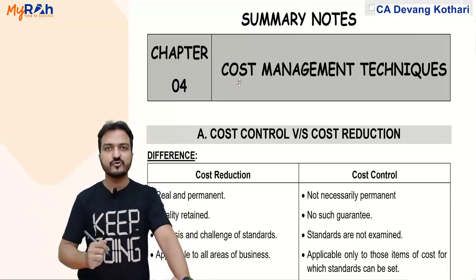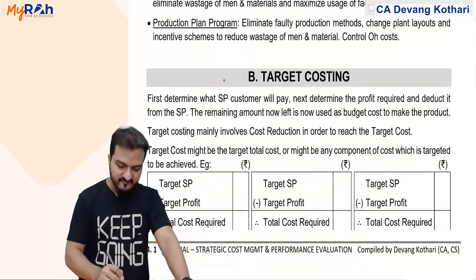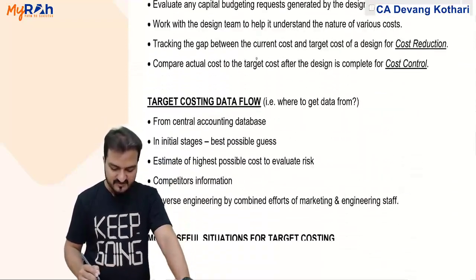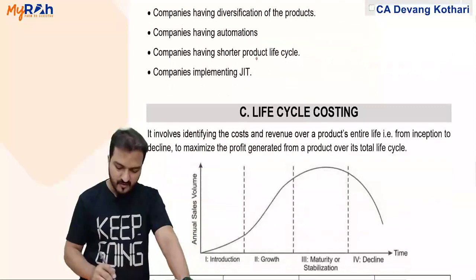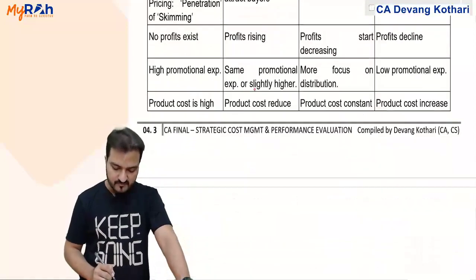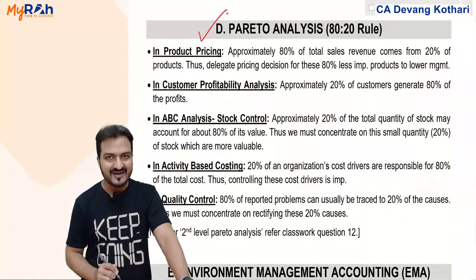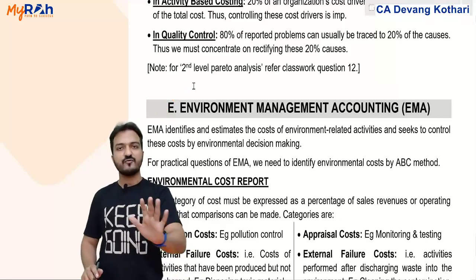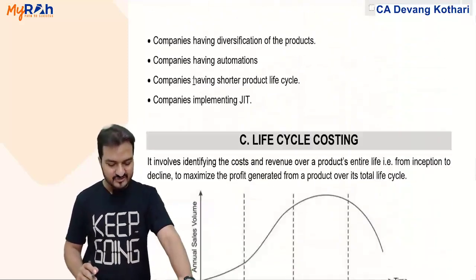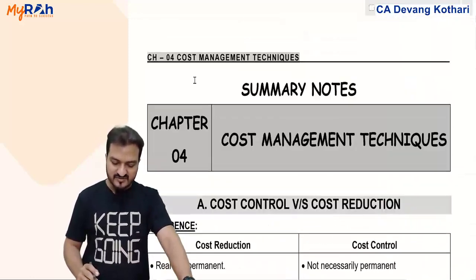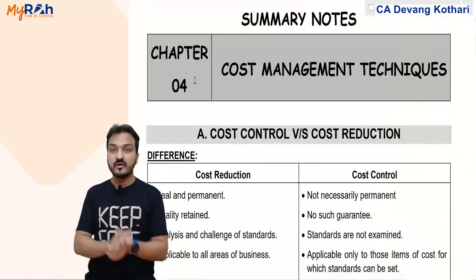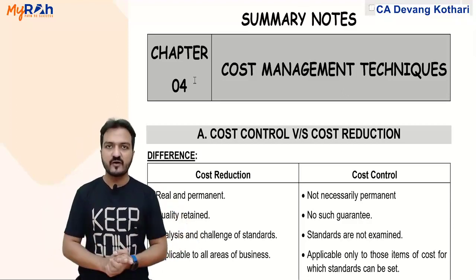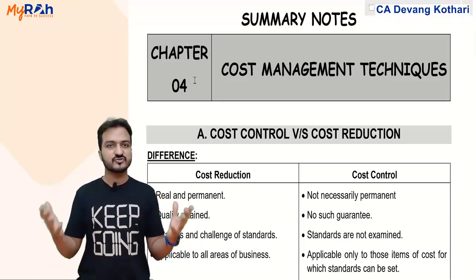First topic here, cost control versus cost reduction. Then you have topic regarding target costing. Then part C will be life cycle costing. Then D you have something called Pareto analysis, and then last one is environment management accounting. Yeah, so total 5 topics over here, starting with the first one, cost control, cost reduction. Well, the discussion regarding the cost control, cost reduction we have done in the very first day of my class. Yes, very first day of CA final coaching we had learnt about cost control versus cost reduction.